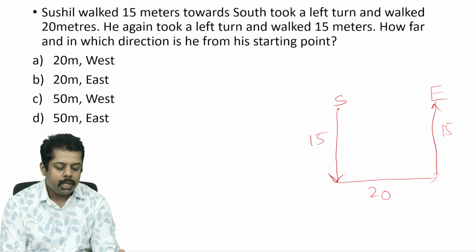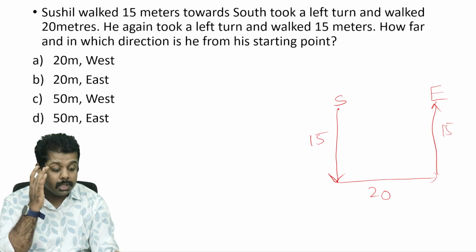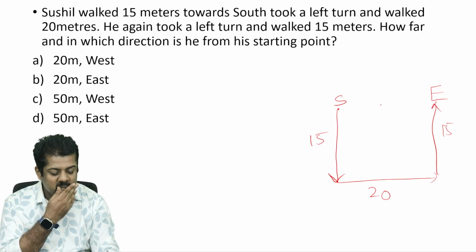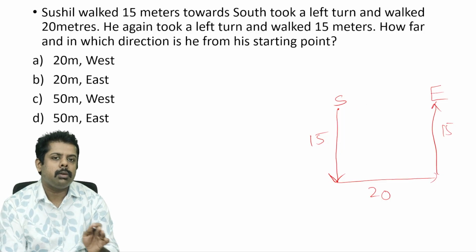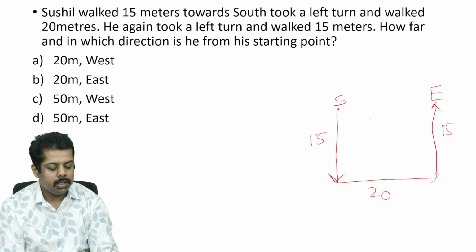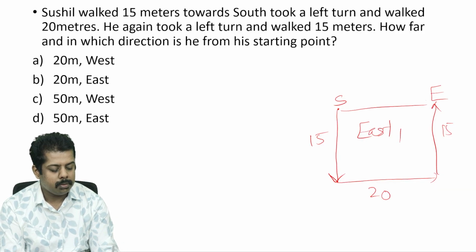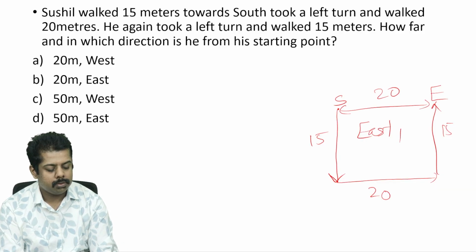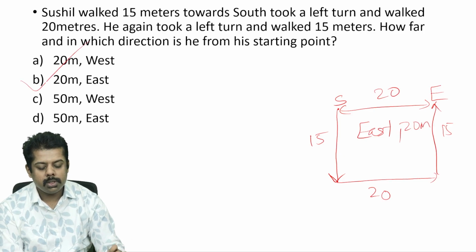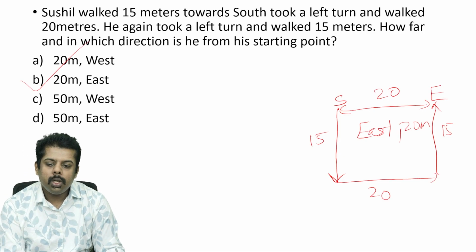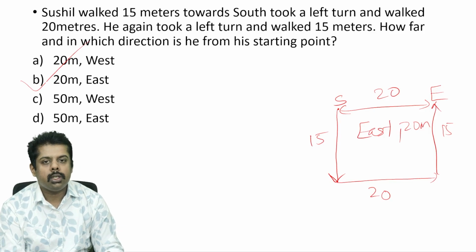So here as well, distance and direction from his starting point. Starting point was this. Ending point is to the right, that is east. And the distance here is the same, this 20. Okay, so going through the options, our answer has to be option B, that is 20 meter east.